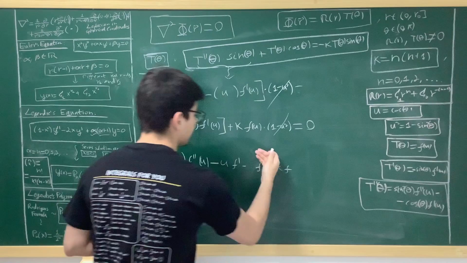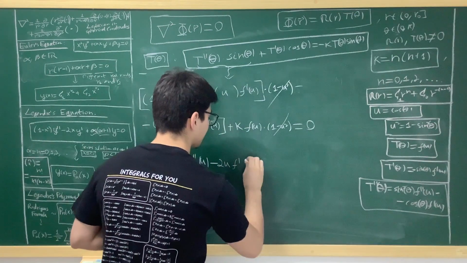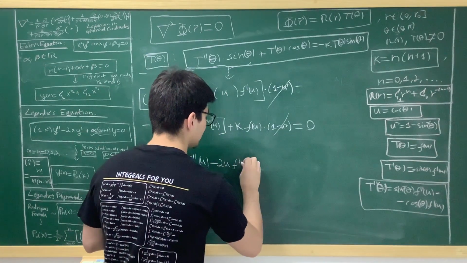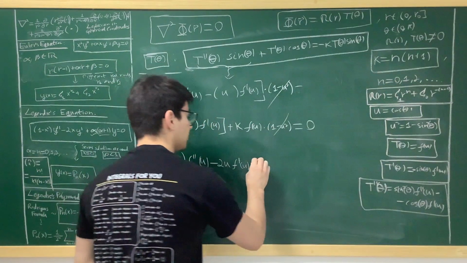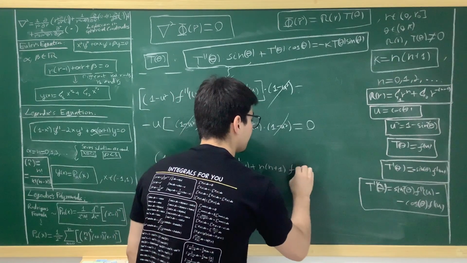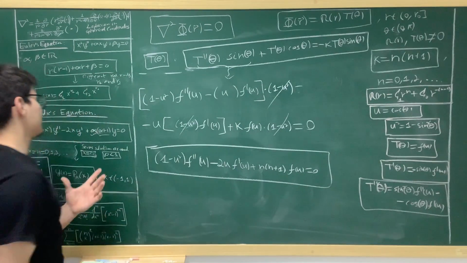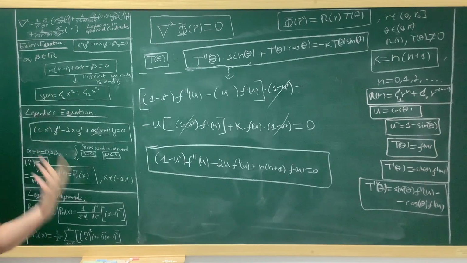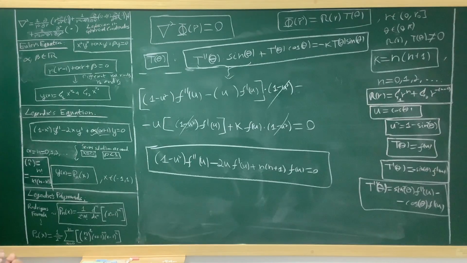Well, this just becomes minus 2u f prime plus kf. But let me express k, sorry for erasing so much, as we said that we wanted it to be, n times n plus 1, times f of u. This is equal to 0. This finally is Legendre's equation here. Instead of x we have u, and instead of y we have f, but this is the exact same relation.